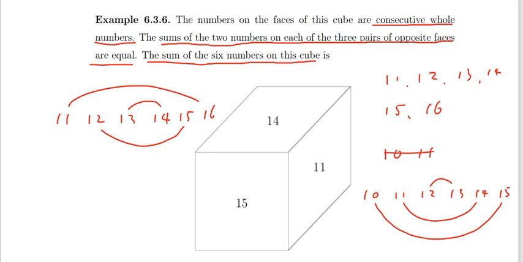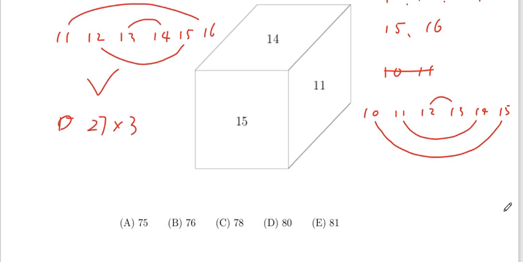Okay, so if this one is 11, it should not go to 14, it should be this one, right? So for 11 we put 16 here, 12 and 15. So the sum of the 6 numbers equals 27 multiplied by 3, right? So 81.